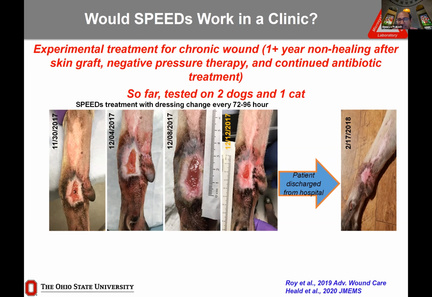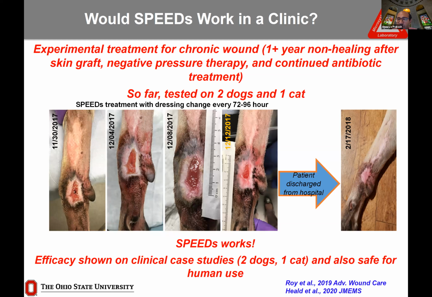Since then, we've done these tests on another dog and a cat, and I'm proud to report that all of these 3 animals are healthy. We've also done some efficacy testing on humans with diabetic ulcers, and this thing seems to work. So it's exciting. This is the translational part of our work, where we get to see it from conceptualizing the design, building it, and taking it all the way to the clinic.